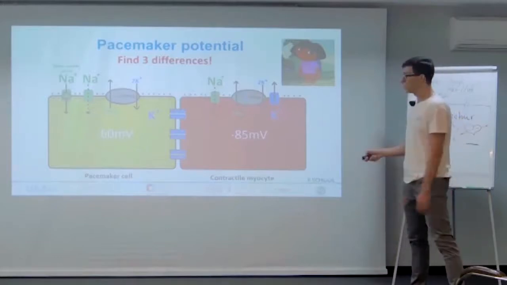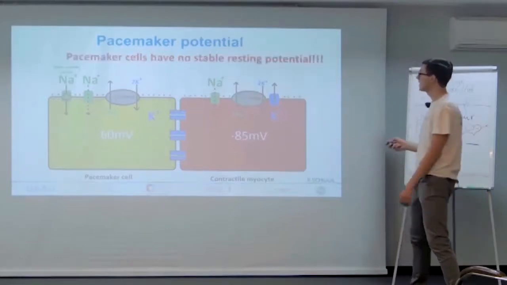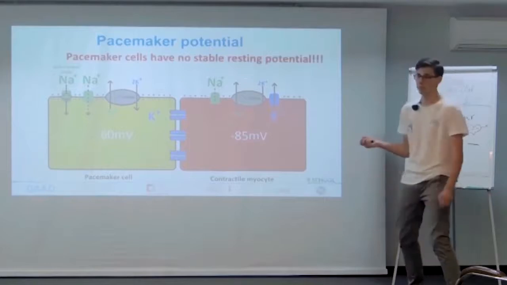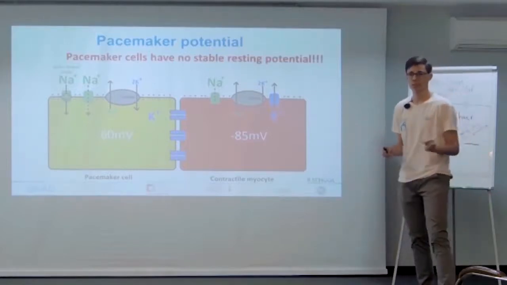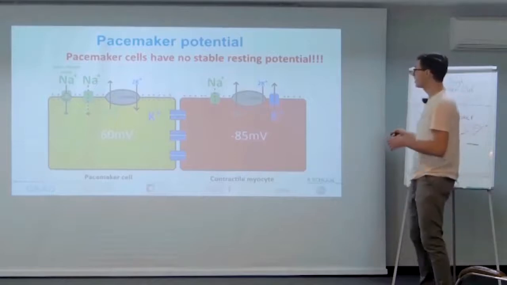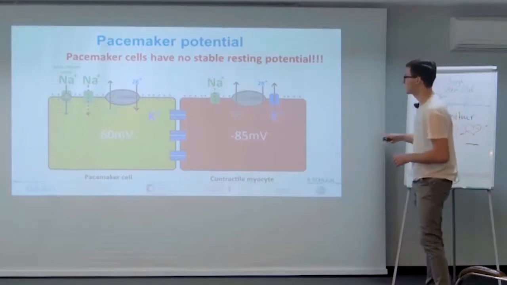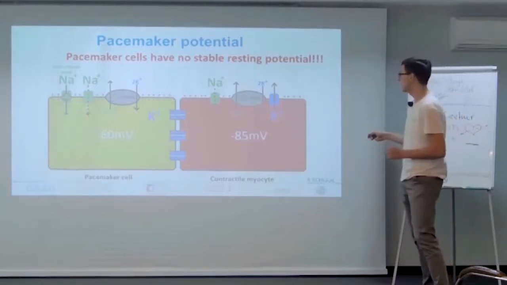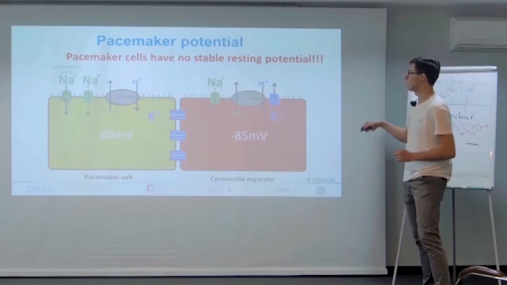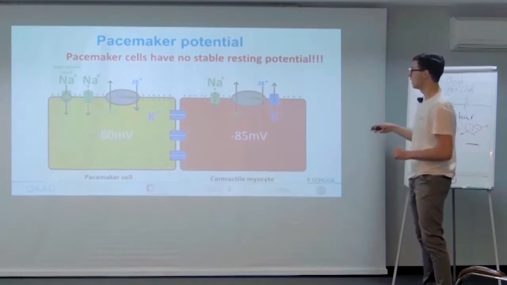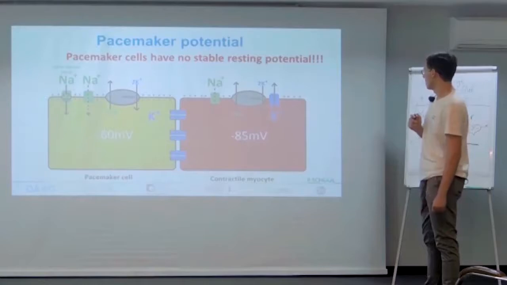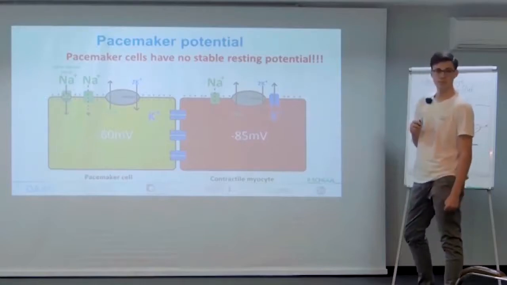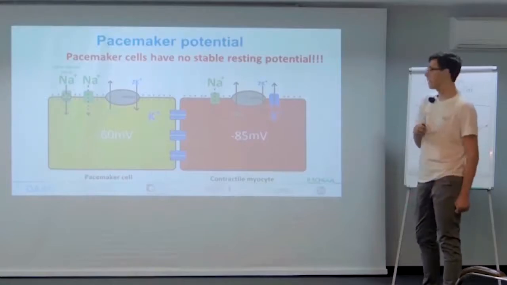So let's say pacemaker cells have no stable resting potential. This is a little bit easier to understand. They have no stable resting potential because they have no balance. They have no potassium balance and two inwardly directed sodium channels. Is it clear? Yes. Okay, quick recap.